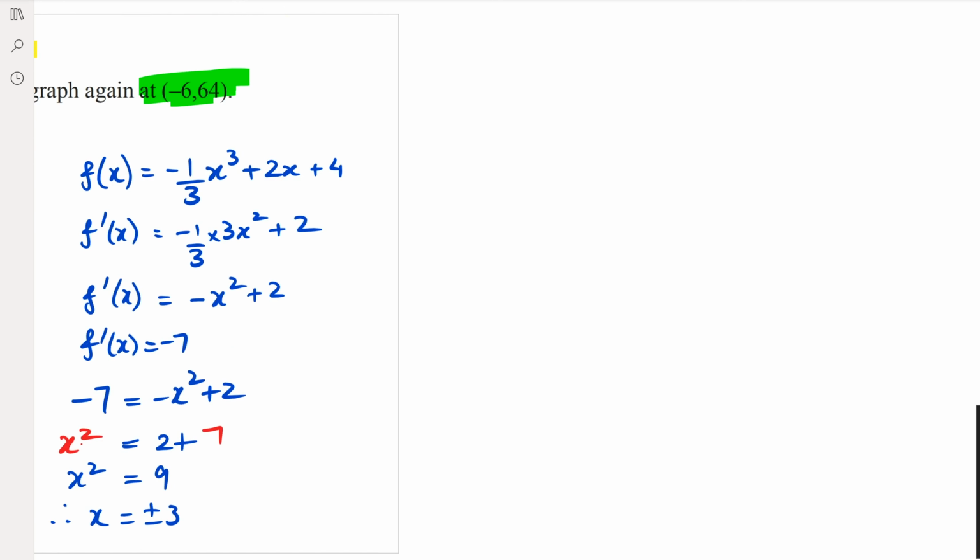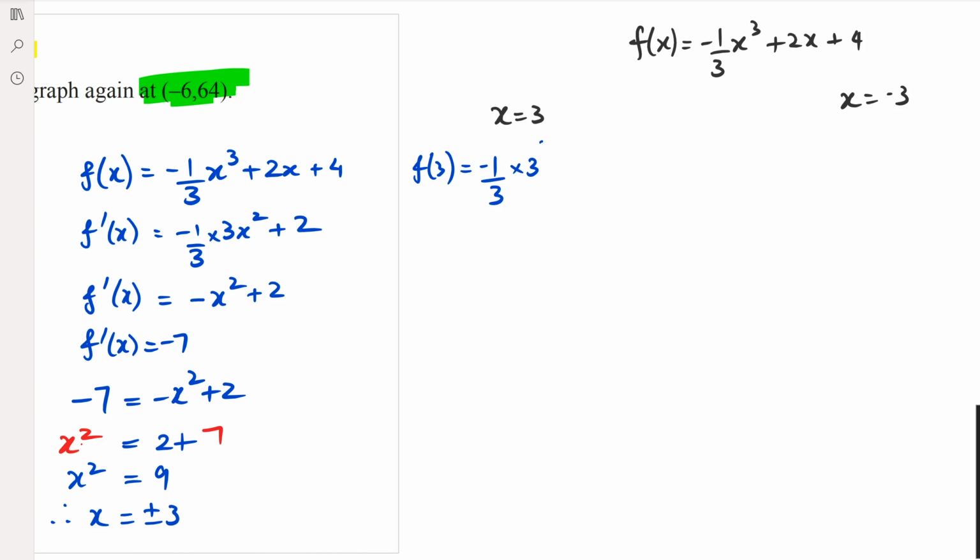So once again, we know that the function is equal to negative 1/3 x cubed plus 2x plus 4. And we want to know when x equals 3 and when x equals negative 3. So when x equals 3, we've got f of 3. So that's going to be negative 1/3 multiplied by 3 cubed plus 2 times 3 plus 4. So when I do this, I've got negative 9 plus 6 plus 4, which equals positive 1. So my first point is going to be 3, 1.